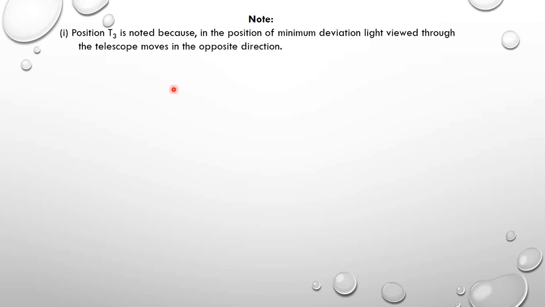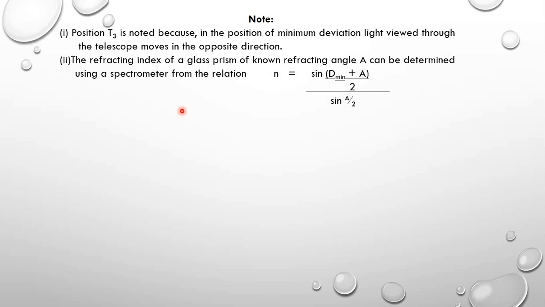Then also we need to note that we can use the spectrometer to determine the refractive index of a glass prism. That is by measuring D mean and A, and then using this formula, which will give us n. So if we have got D mean and A, we shall substitute and then get the refractive index of that glass prism.